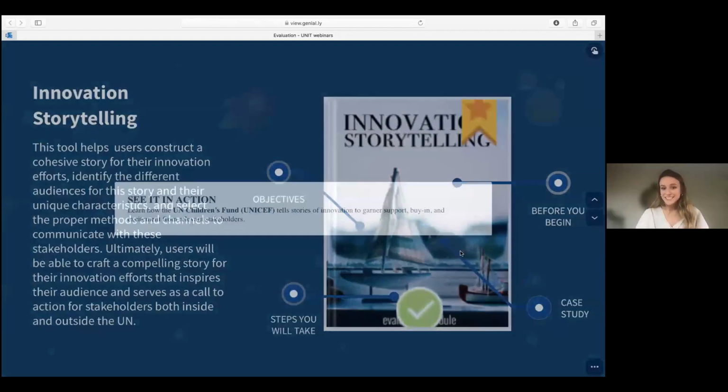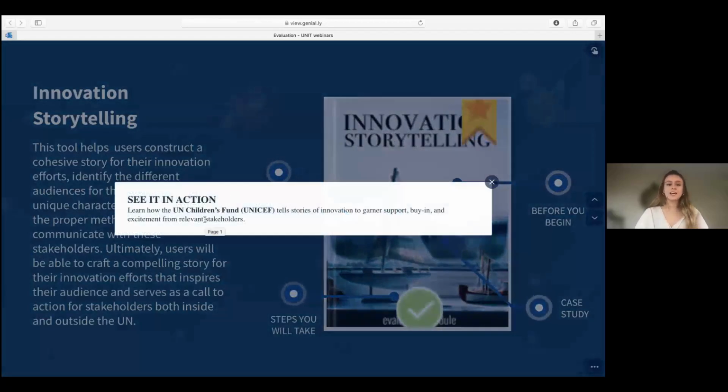We have the case study from UNICEF in this case, an organization that tells the stories of innovation to garner support, buy-in, and excitement.